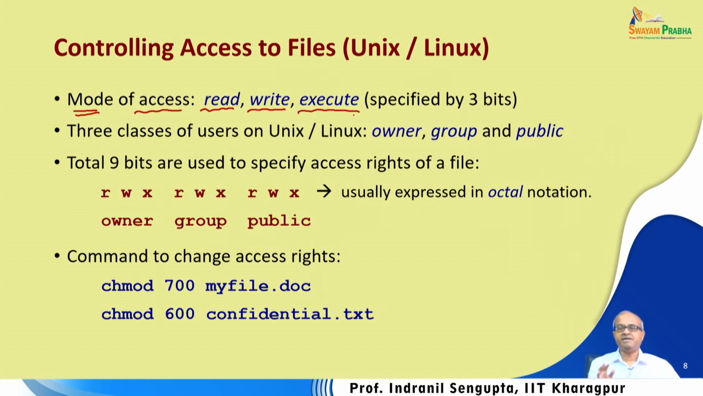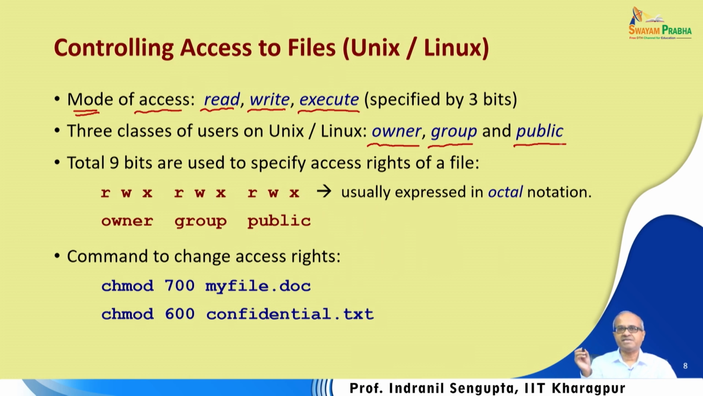Not only that, the operating system classifies 3 classes of users: the owner, the person who has created the file; the group, as the owner is part of a group and under that group there can be multiple users, the members of the group; and the public, everyone else.